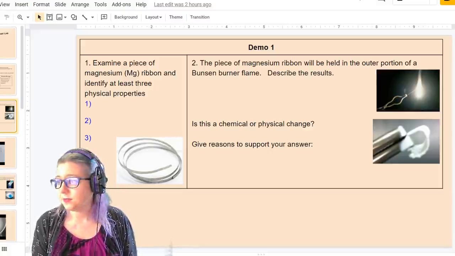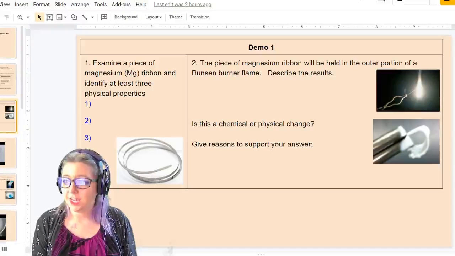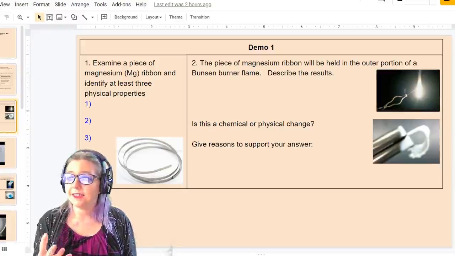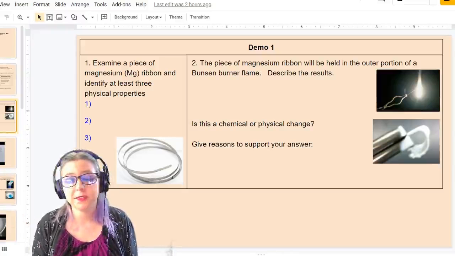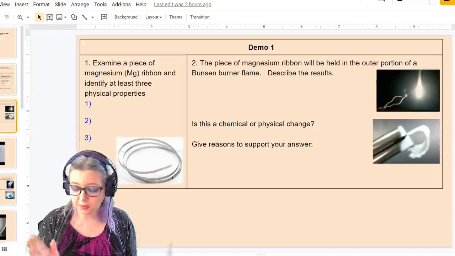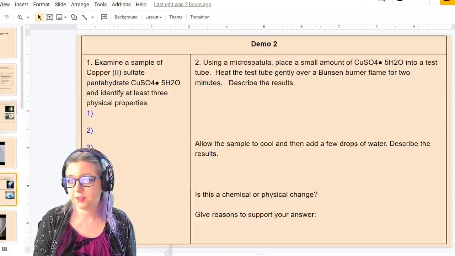All right, so demo 1, this is one that we were able to talk about in all of our classes. This was a chemical change. We saw that there was light and heat given off by this reaction, and that we had a new substance after the fact, so this was a chemical change.